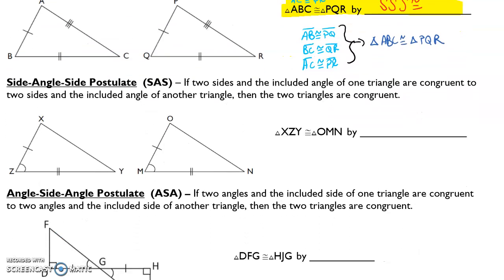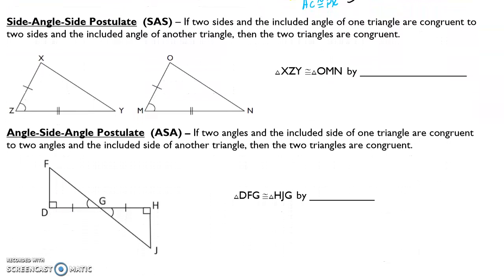The next one is called angle side postulate. And in this case, it's not any angle.